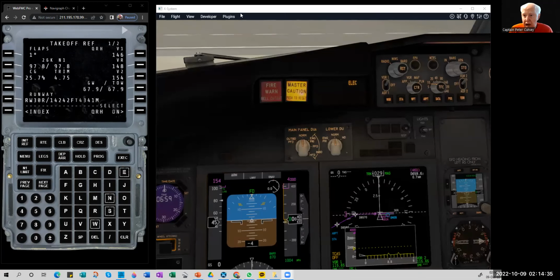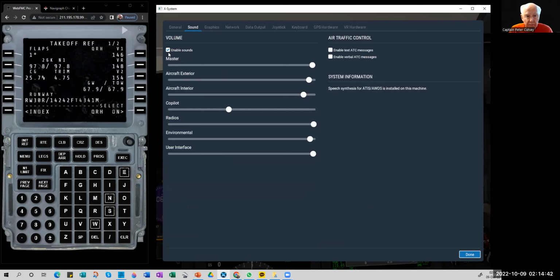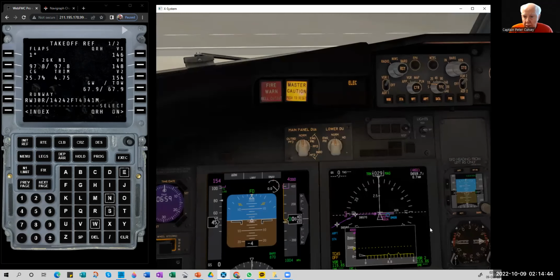All right, we hear sounds and we have a master caution. Let's just mute the sounds now so you can better hear my voice. So we have a master caution with an elect. Elect is out of our field of view, which means we've got to go up to the electrical panel. So let's go up to the electrical panel and see what we have.